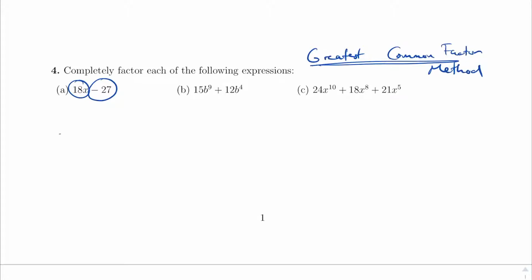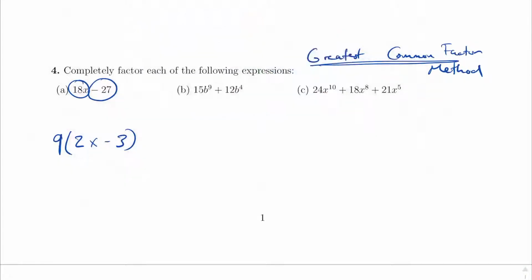The biggest number that does that is not 3, but 9. So sometimes you have to take a couple of tries. 9 goes into 18, 9 goes into 27. So we get 9 times 2x minus, what times 9 would give us negative 3.